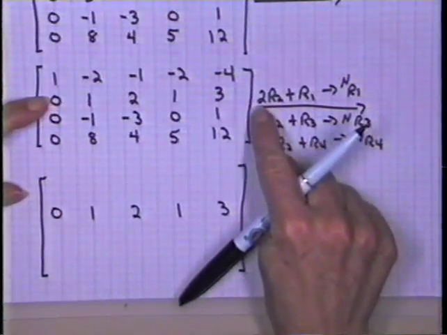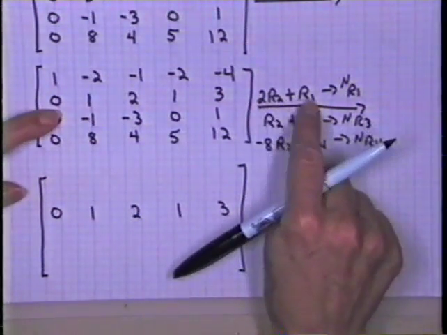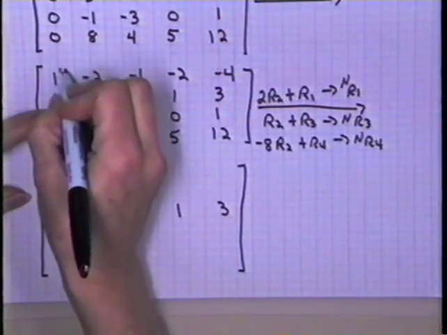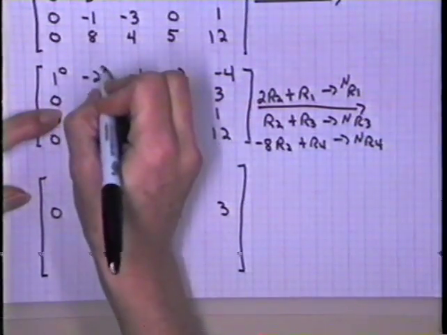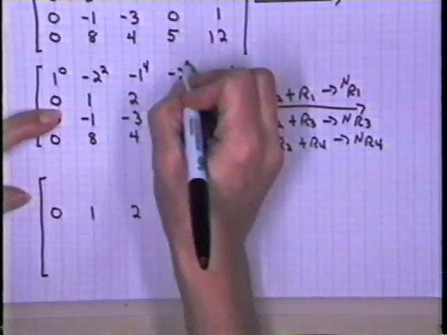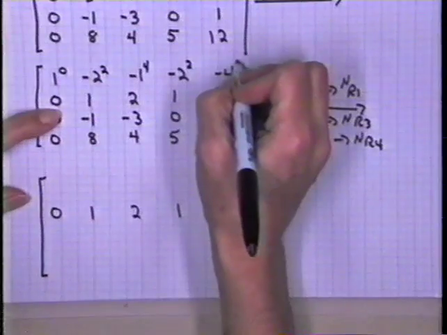Okay, well let's start here. I'm going to multiply 2 times row 2 and add those numbers to row 1. So let's multiply by 2 and put the numbers up here. 2 times 0 is 0. 2 times 1 is 2. 2 times 2 is 4. 2 times 1 is 2. 2 times 3 is 6.